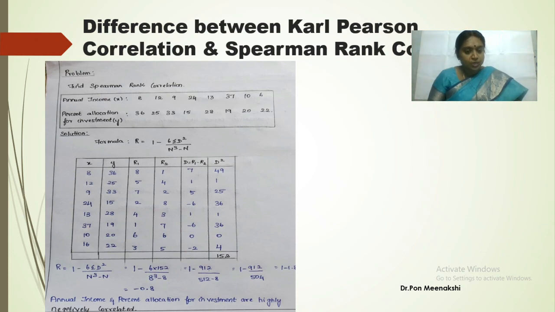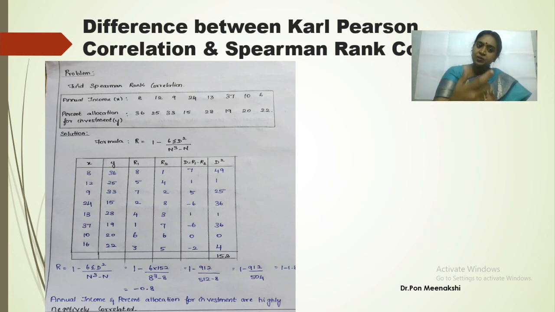So sigma D squared is equal to 152. What is the formula? R is equal to 1 minus 6 sigma D squared divided by n cube minus n. Here n is the number of variables, 8. Apply it. Keep 1 minus aside. First calculate 6 sigma D squared divided by n cube, 8 cube is 512, minus 8. So the answer is 1.8. 1 minus 1.8 is minus 0.8. So annual income and percent allocation of investment are highly negatively correlated.